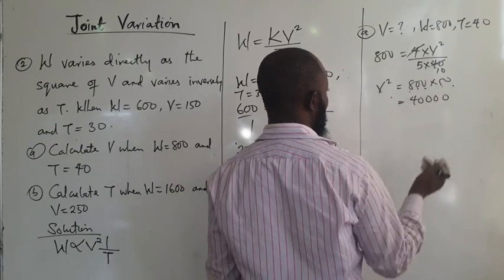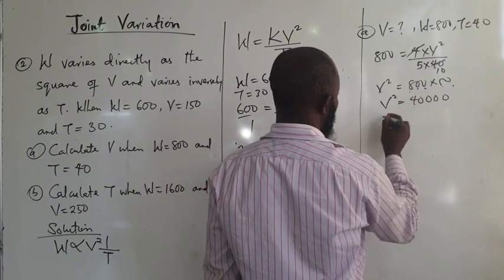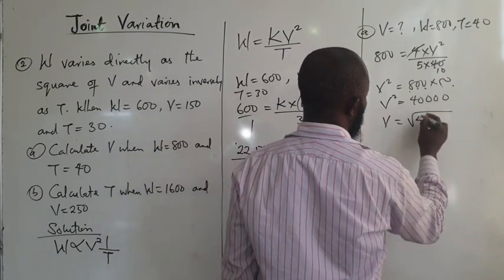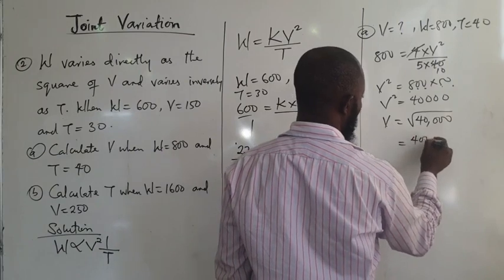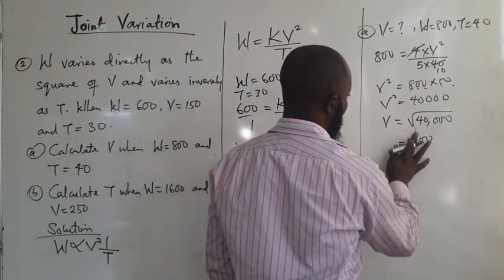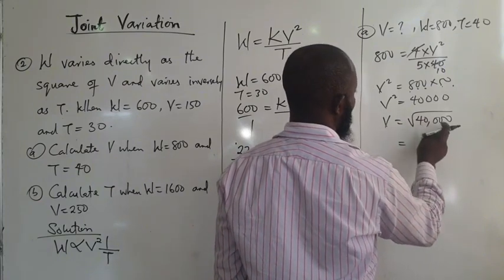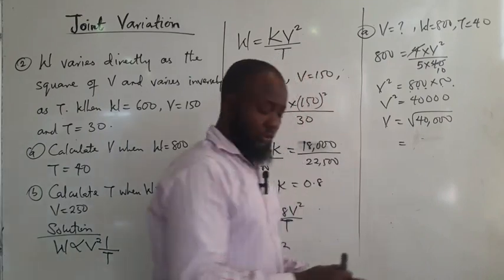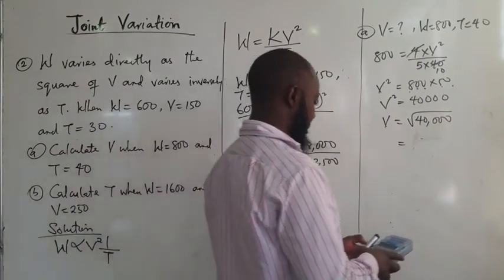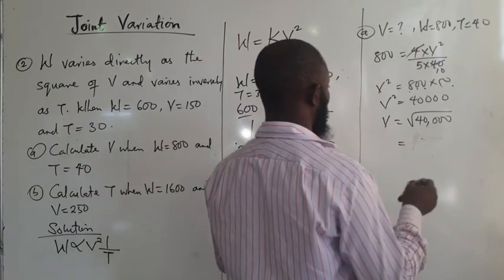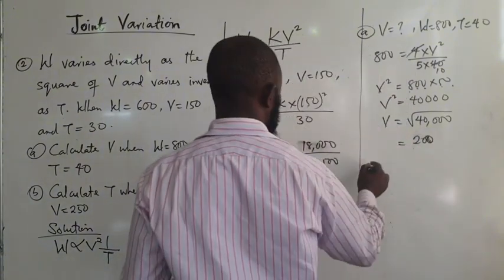Right. So in this case, we can find the square root. So we just find the square root of 40,000, which will give us what? 400. So 200. No. Not 200. This one's 100. This is 2. Yes, this is 200. So the square root of 40,000 is 200. So V equals what? 200.